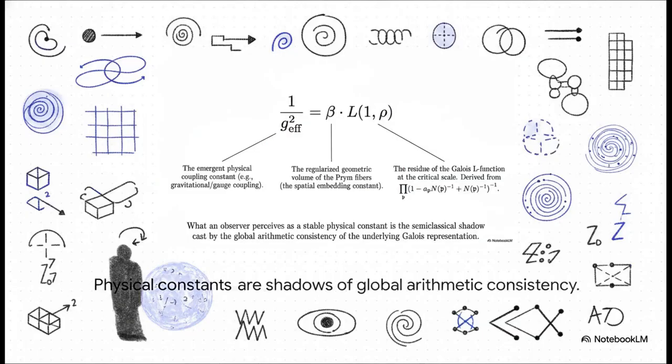And the math for the effective physical coupling constant shows that 1 over g effective squared equals beta times the L function at pole 1. This is huge. It proves that what we experience as perfectly stable physical constants, like gravitational or gauge coupling, are in reality just the semi-classical shadows of an underlying global arithmetic consistency, meaning if the arithmetic shifts, the physical constant shifts right along with it.